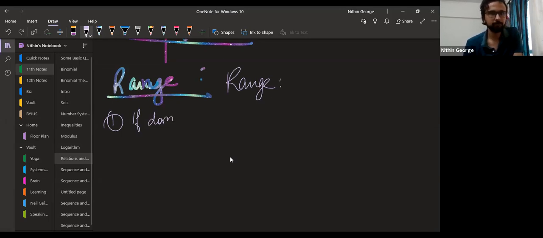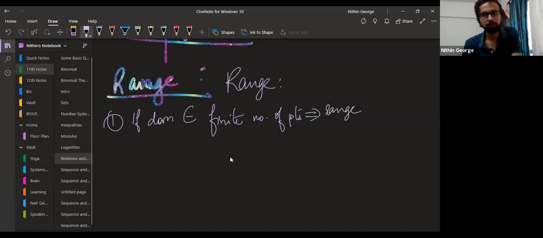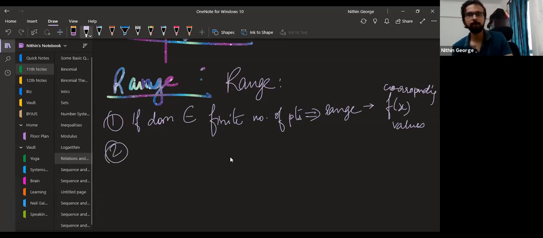If the domain is a set of finite number of points, range will be corresponding f of x values. Okay, if the domain is a set of finite number of points, then range is the corresponding f of x values. Right. The second point.